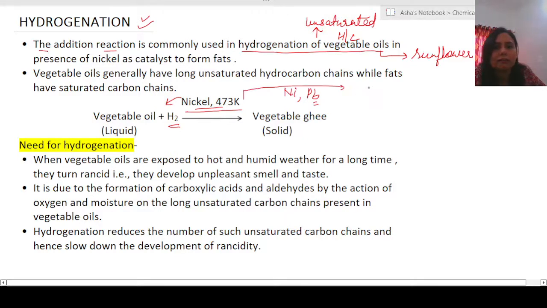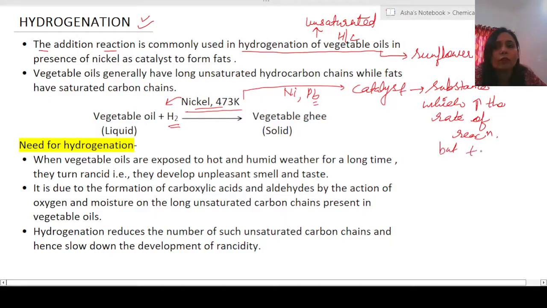Catalysts are basically substances which increase the rate of reaction. So they will allow the reaction to occur fast, but they are not involved. That is, they will not combine or form any new compound. They will come out as such. That is, nickel will come out as such at the end of the reaction. They will only allow the fastening of this reaction.